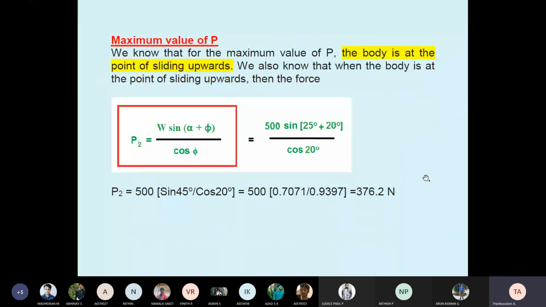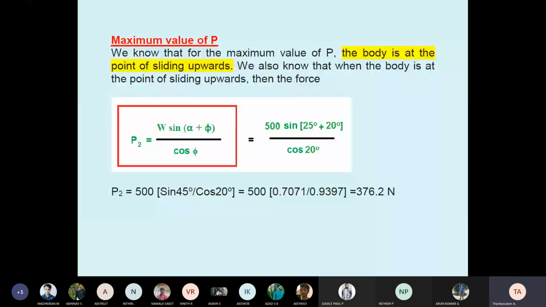Why do they mention minimum and maximum? Suppose you are moving on an inclined surface. Just imagine an inclined surface. When sliding downward, you need just the minimum force. But when you're moving upward, we need the maximum force. So the answer here is 376.2.